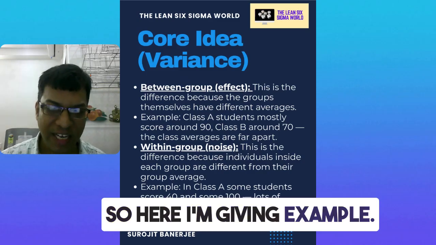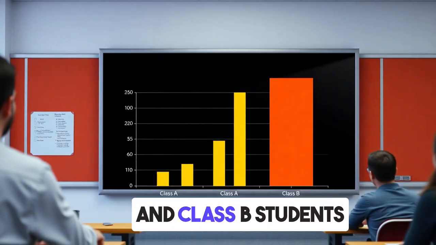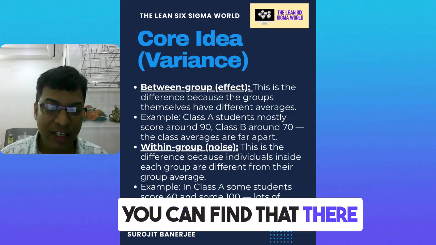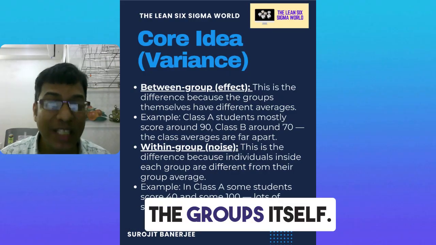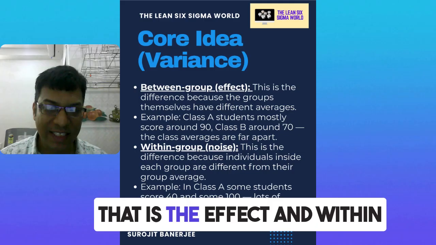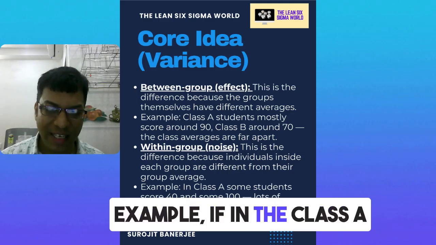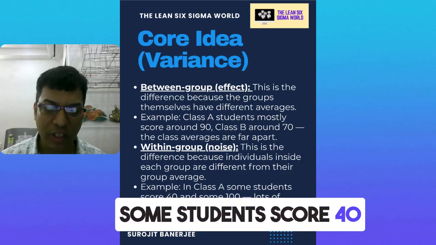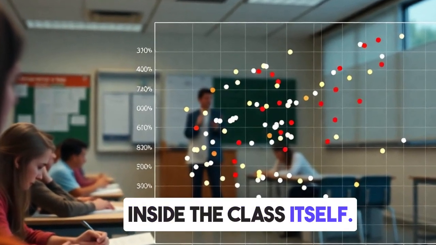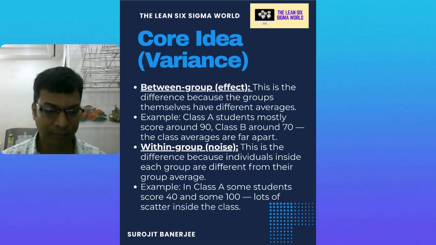Here I've given an example. Suppose class A students mostly score around 90 and class B students mostly score around 70. So there is a significant difference. You can find that there are significant differences between the groups themselves. That is the between the group difference, that is the effect. And within the group means, in the same example, if in class A some students score 40 and some students score 100, there is scatter inside the class itself. That is the variation within the group, which is called the noise.